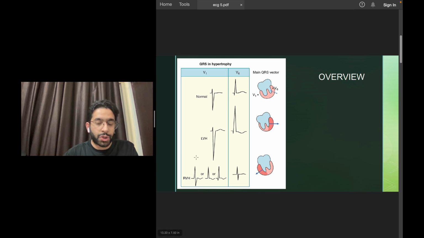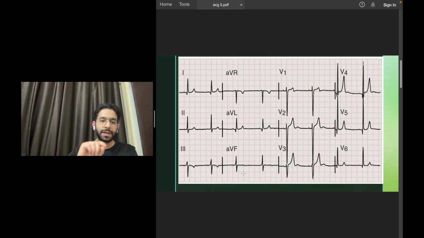Lead V1 showing a tall R wave. Lead V6 showing a deep S wave is right ventricular hypertrophy. Simple, straightforward stuff. Now let's together read this ECG.